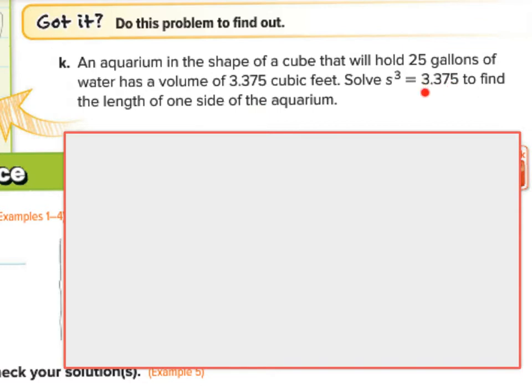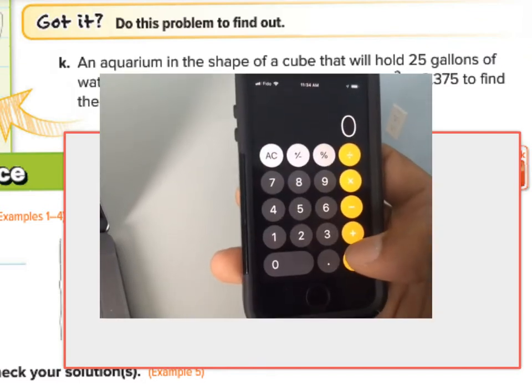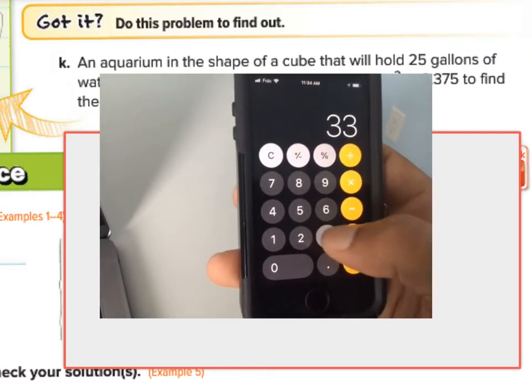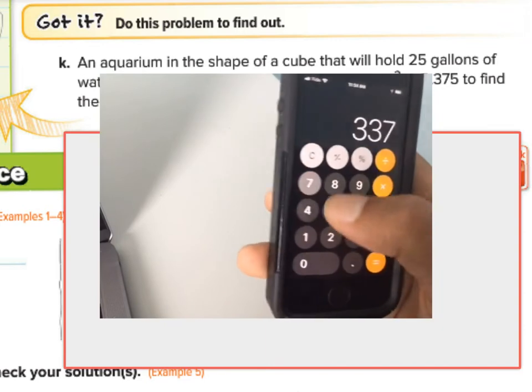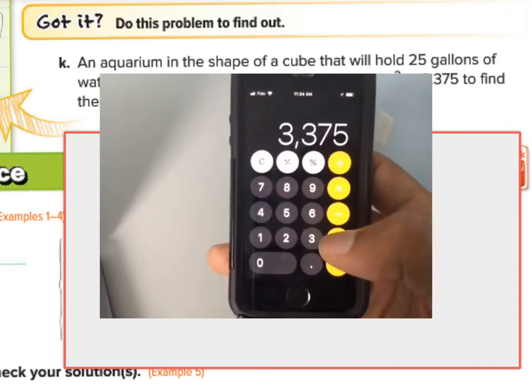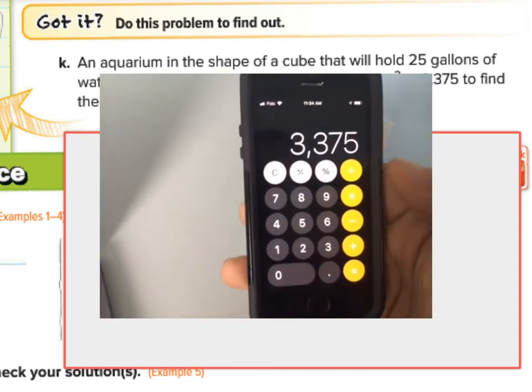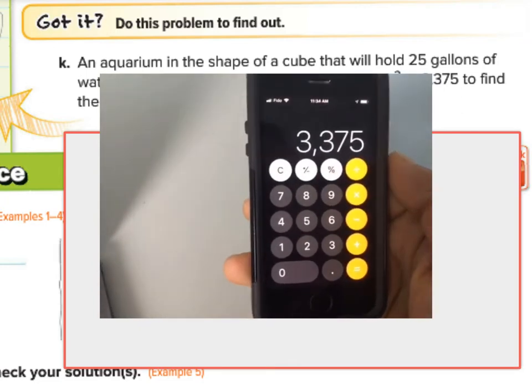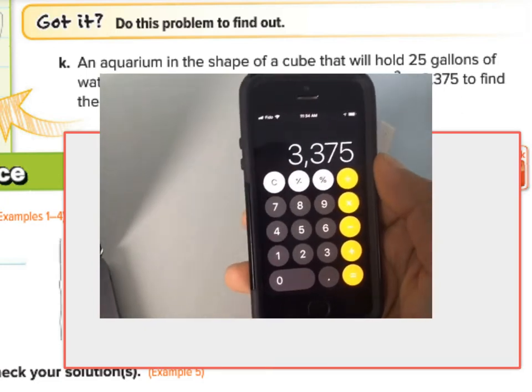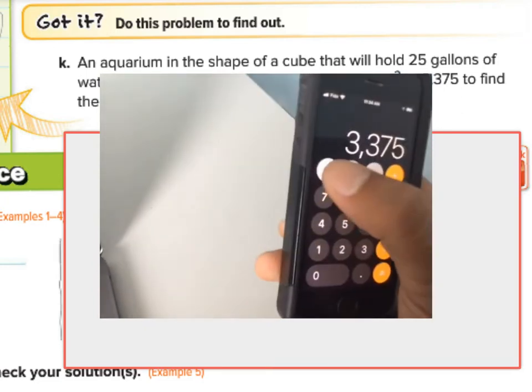So what number is going to multiply into itself 3 times to give you 3,375? And now notice I took away the decimal, but I will put it back in my answer. So just as I said, I'm going to take away the decimal and just work with 3,375. But later on in my answer, I will definitely include the decimal. But I like working with whole numbers better. So I'm trying to get this number.